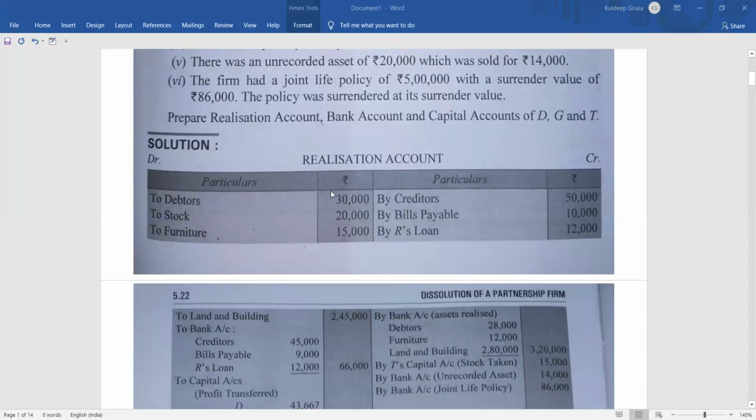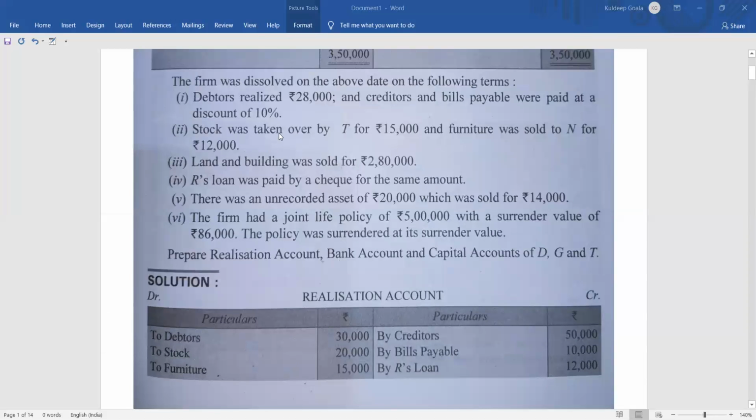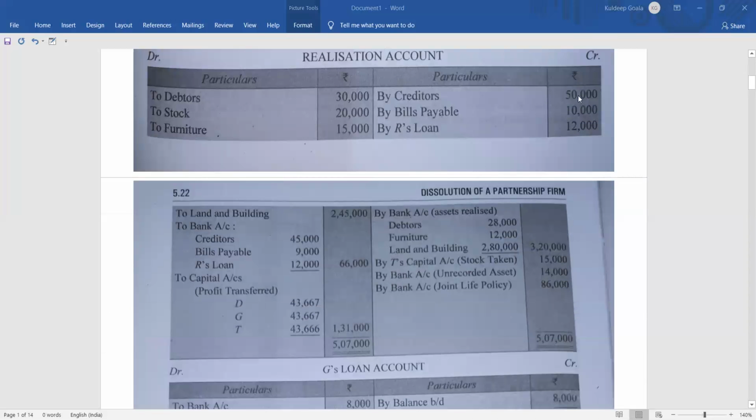So we can just see from here, creditors and bills payable were paid at a discount of 10%. Creditors were 50,000, so 10% less means it will be 45,000, and bills payable was 10,000, 10% less means 9,000. So the total is 54,000, isn't it? So the journal entry will be like this.